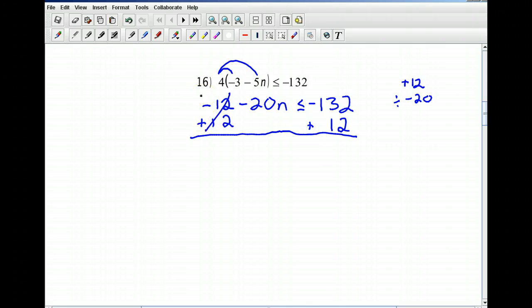All right, what does this equal? No, it equals 0. Okay, so you have a negative, you owe $132, but you pay back 12. So you still owe how much? 120.